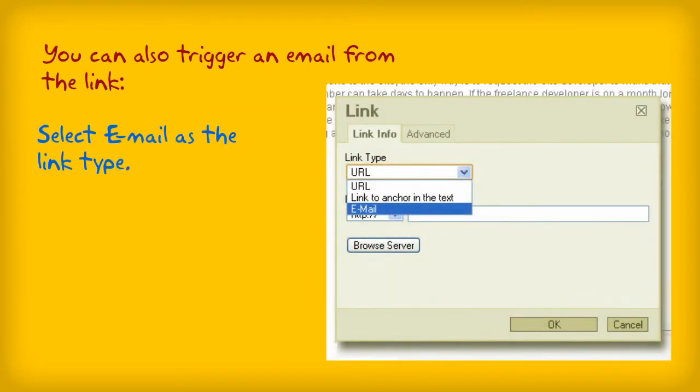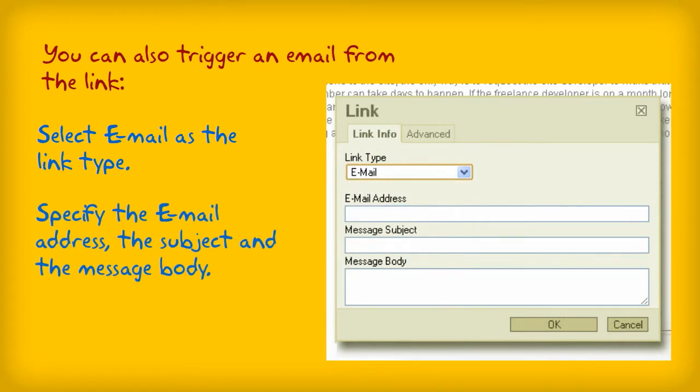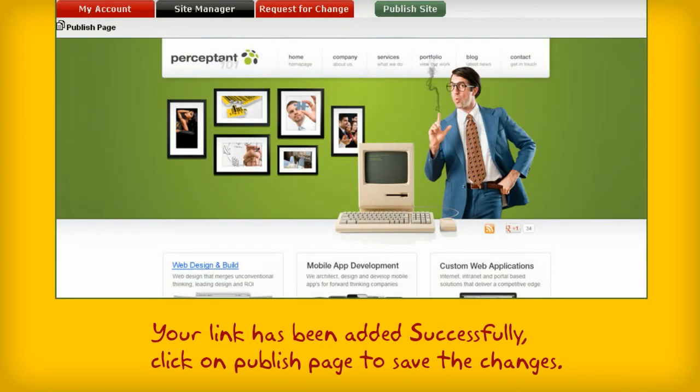You can also trigger an email from the link. Select email as the link type. Specify the email address, the subject, and the message body. Click on OK. Your link has been added successfully. Click on publish page to save the changes.